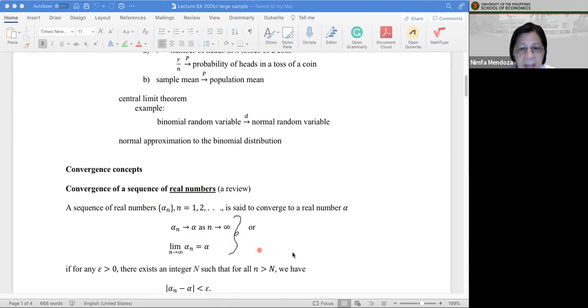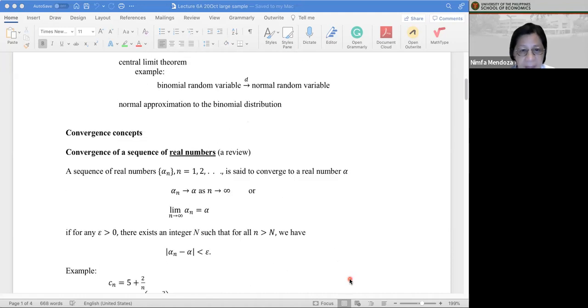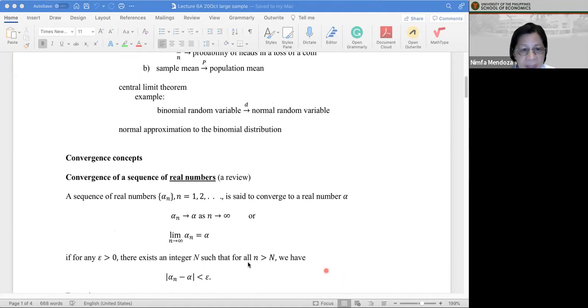And the definition is, when do we say alpha n converges to alpha as n approaches infinity? For any epsilon greater than 0, there exists an integer big N such that for all n greater than big N, we have the distance between alpha n and alpha is less than epsilon.